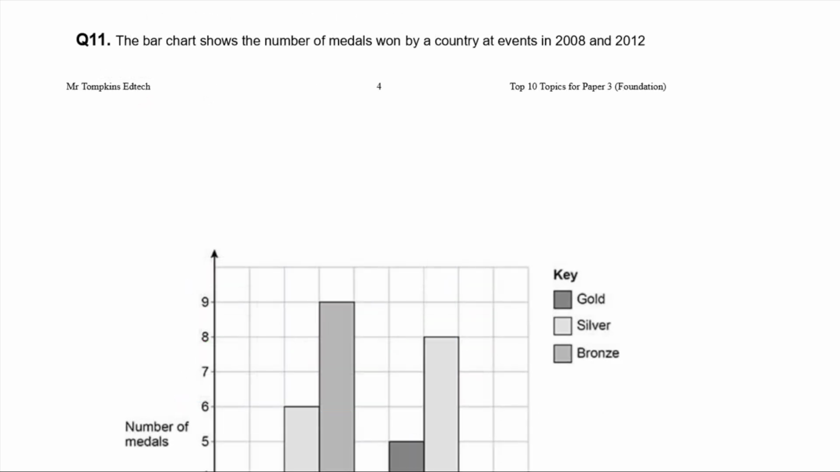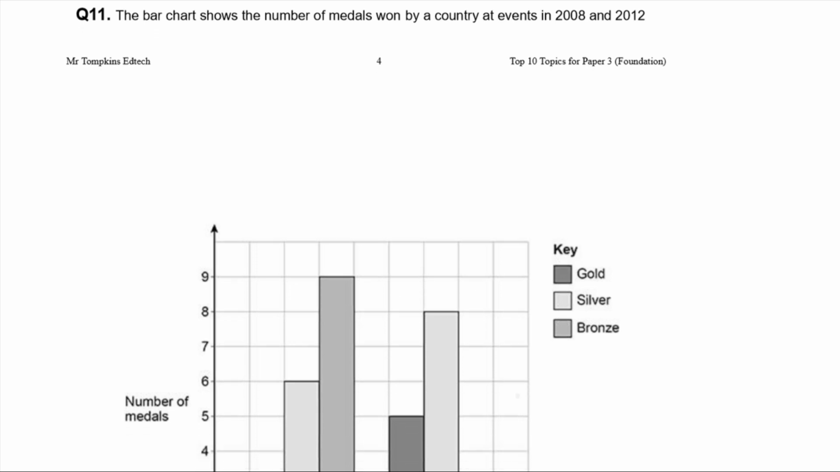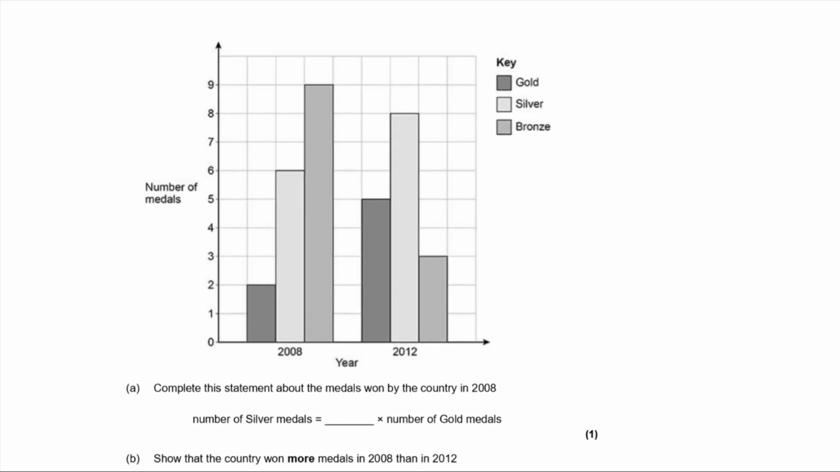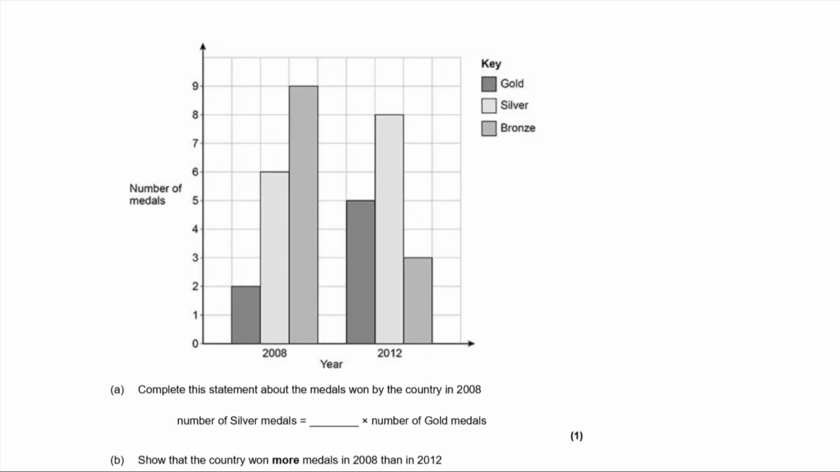Question 11, the bar chart shows the number of medals won by a country at events in 2008 and 2012. So we've got a composite bar chart here. So I've got 2 sets of bars.